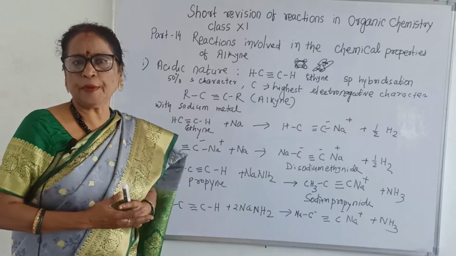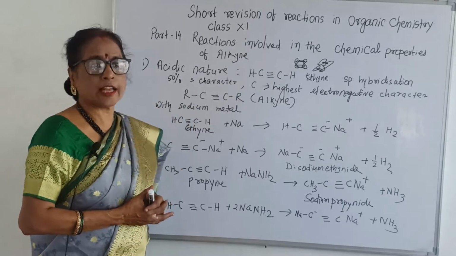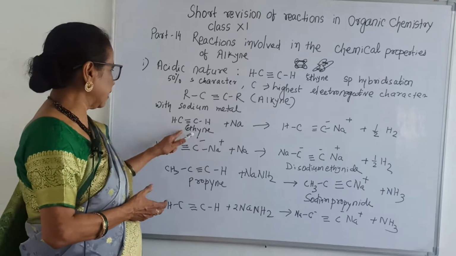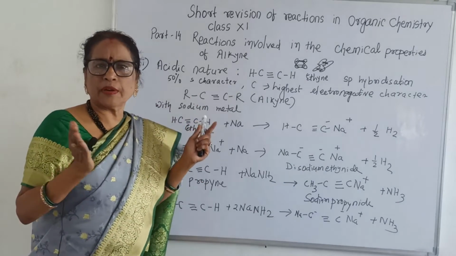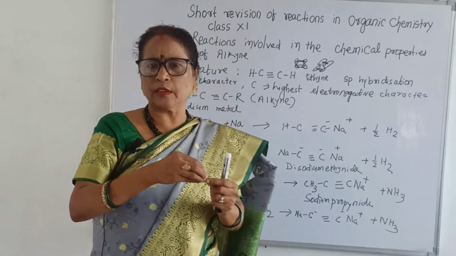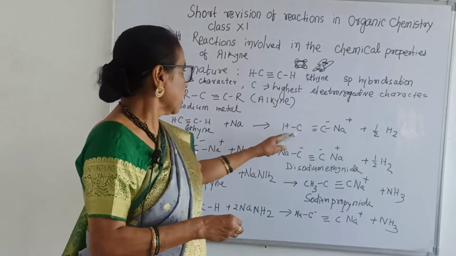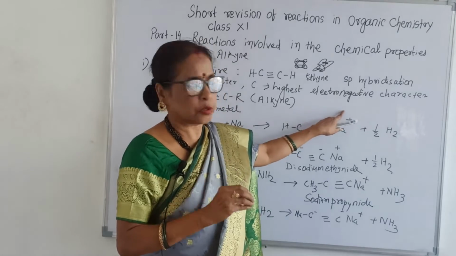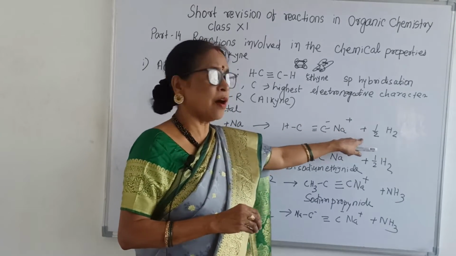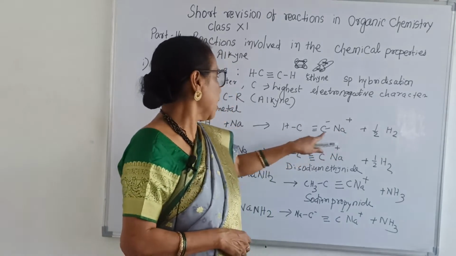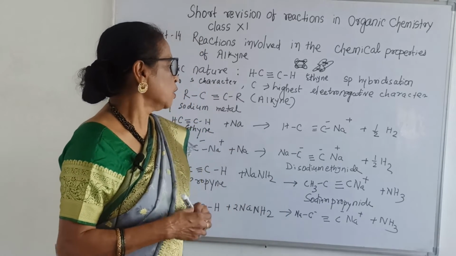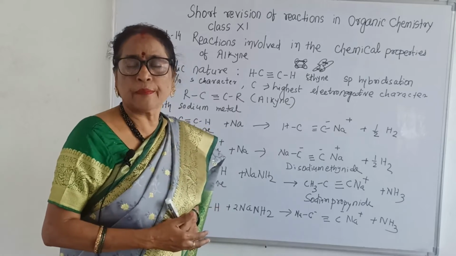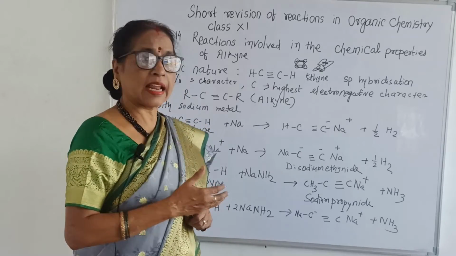Then how can you prove it? First you use sodium metal. If you treat with sodium metal, ethine has one hydrogen atom on both sides. So one hydrogen atom reacts with the sodium and gives C minus Na plus, because C is electronegative. That means here half the hydrogen atoms are replaced. And this is called sodium acetylide, or you can say sodium ethinite.